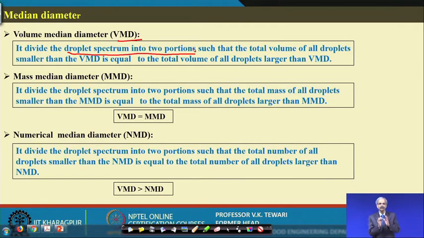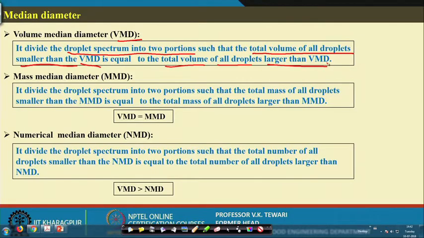If you have the droplet distribution in 2 portions such that the total volume of all the droplets smaller than VMD is equal to the total volume of all droplets larger than VMD, that value. So, if VMD has a certain value and you divide it into 2 parts, the equal volume will be on the smaller side and the equal volume will be on the larger side.